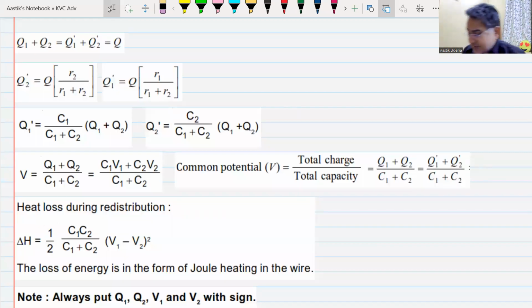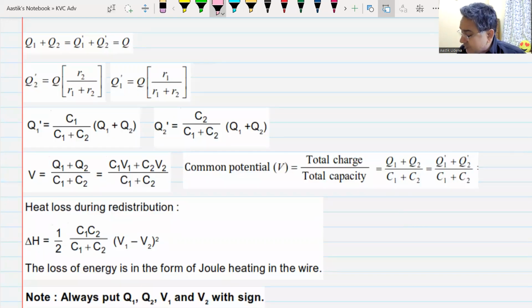So these are the unknowns in terms of the known quantities. The first point that you must remember always in such cases is that the total charge of the system remains constant. Do we remember this? Yes, sir. The total charge of the system remains constant. So that means Q1 plus Q2, the initial charge, must be equal to Q1 dash plus Q2 dash.